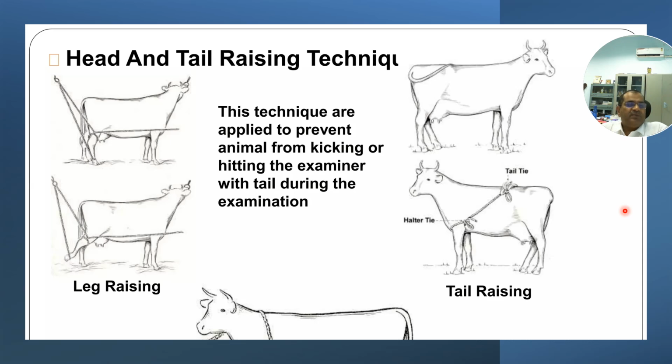Then, apart from this, the head and tail wrestling technique has already been told, and this technique is applied to prevent the animal from kicking or hitting the examiner with its tail during the examination, because animals have the habit of rotating their tail, and whenever they fear too much, the tail will be rotated. At that time, if we hold the base of the tail very firmly, then it is easy to restrain that particular animal.